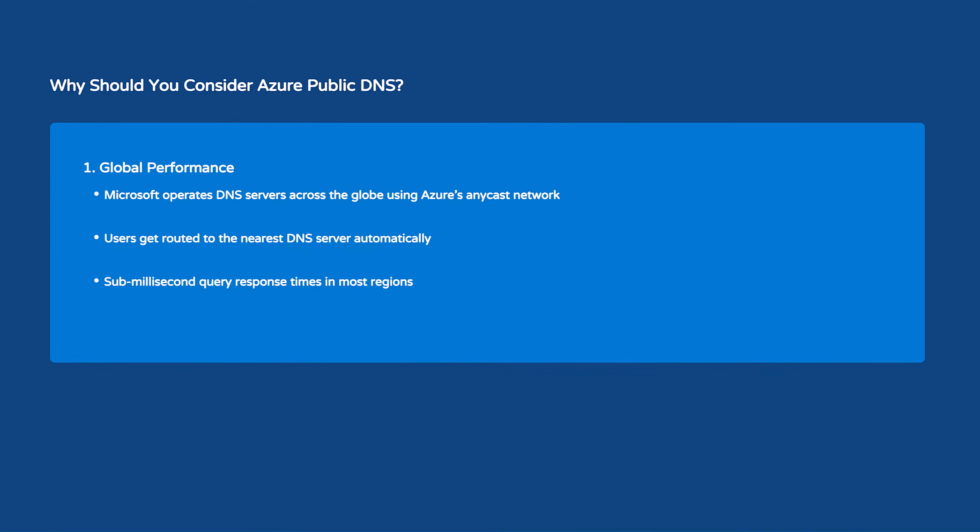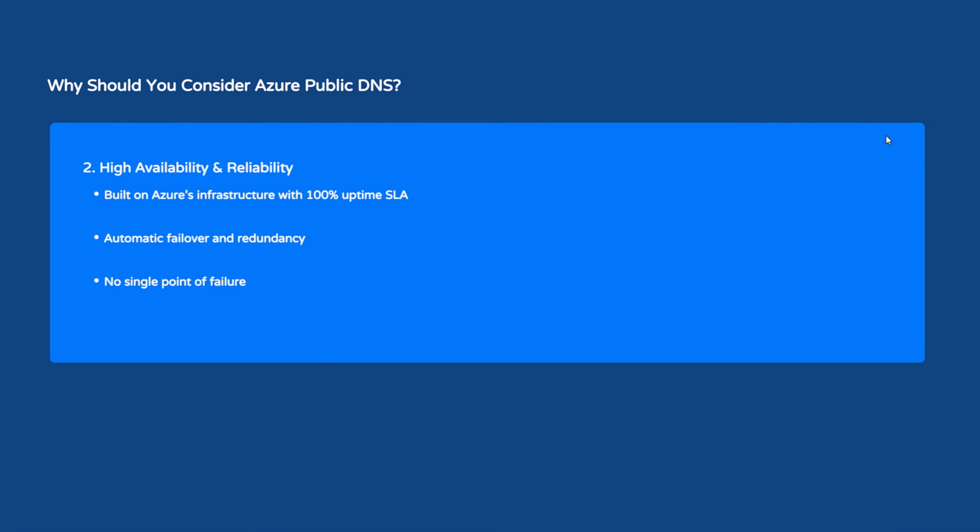Now we are going through why we should consider using Azure Public DNS. Global performance. Microsoft operates DNS servers across the globe using Azure's Anycast network. Users get routed to the nearest DNS servers automatically, with sub-millisecond query response time in most regions. High availability and reliability. Built on Azure's infrastructure with a 100% uptime SLA, automatic failover and redundancy, no single point of failure.